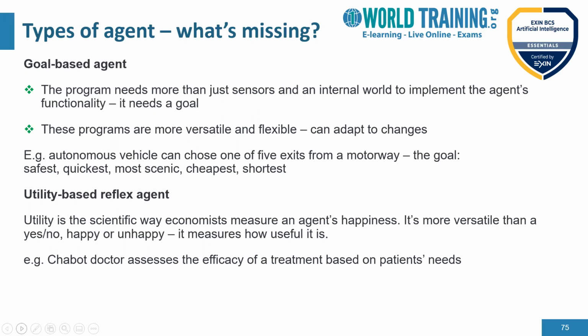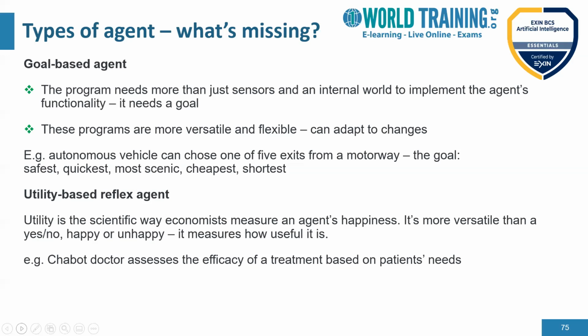The examples of goal-based agent, some of them are the autonomous vehicles which can choose one of those five exits on a highway. So the goals which you can feed to the autonomous vehicle are that the route has to be safest, quickest, most scenic, shortest, and the overall cheapest. These are the kind of goals which you assign to your autonomous vehicle when you are traveling on a highway, and based on these goals your autonomous vehicle tries to take the shortest path, the safest path or the quickest path based on these goals being assigned to it.